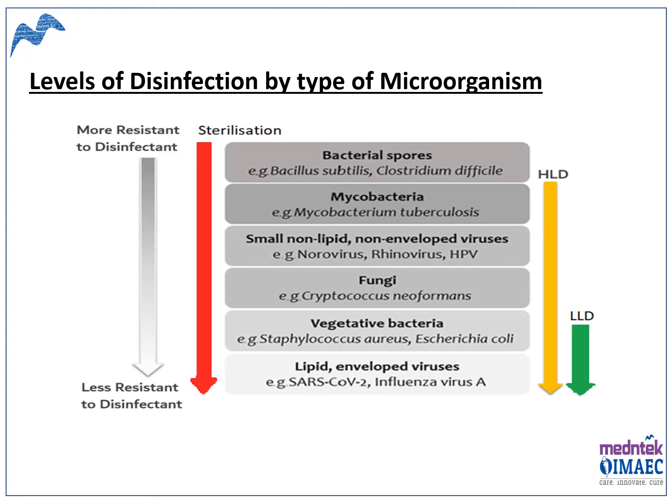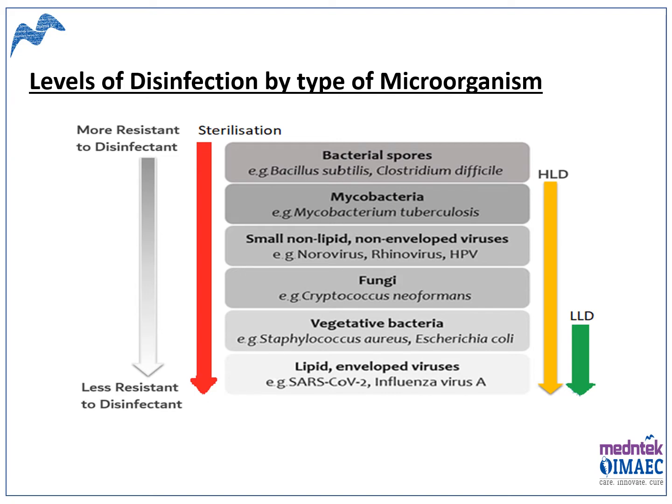If you look at the levels of disinfection by different types of microorganisms, the Center for Disease Control has given a wonderful picture, going from less resistance to more resistance, with a red arrow showing sterilization. HLD means high level disinfection, shown by a yellow arrow, LLD means low level disinfection, and in between high level and low level is the intermediate level of disinfection.